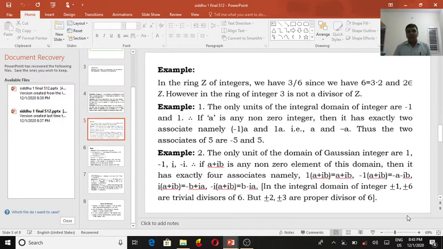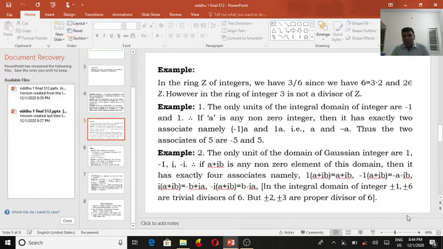Now, in the previous example of divisibility, I took 3 divides 6. 6 can be written as 3 into 2, and 2 belongs to Z. However, in the ring of integers, 3 is not a divisor of Z. So, one more example by using associated.